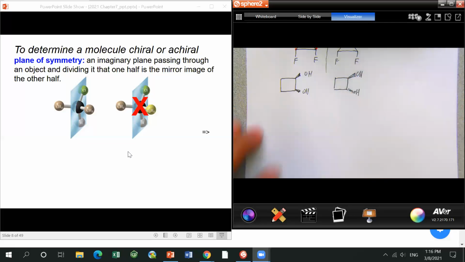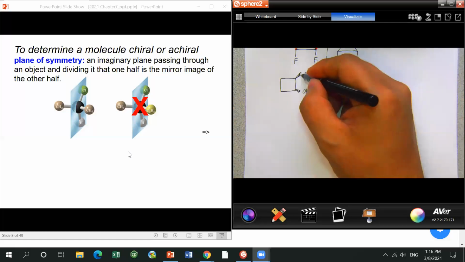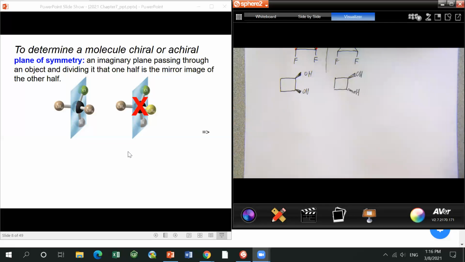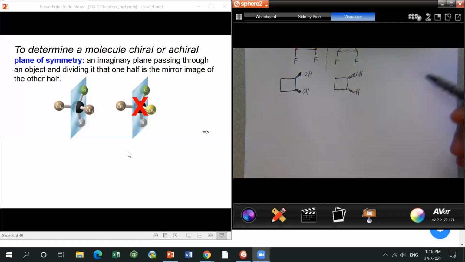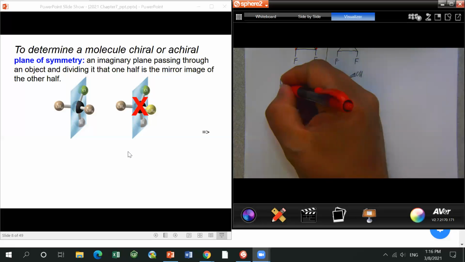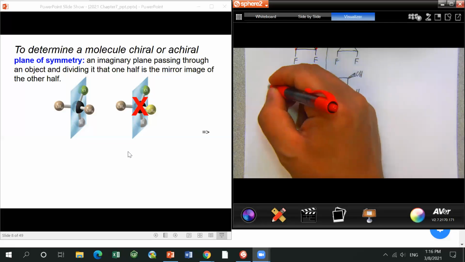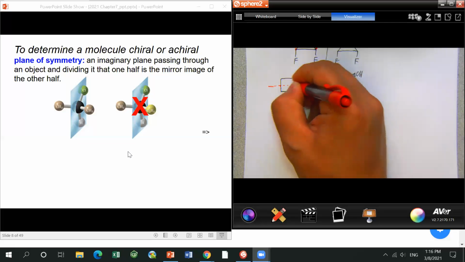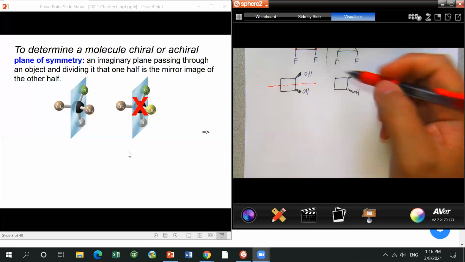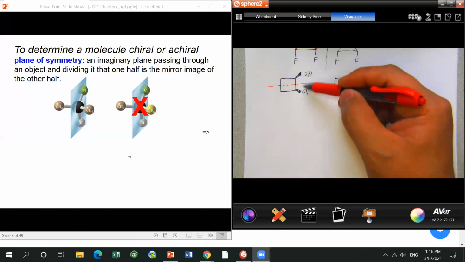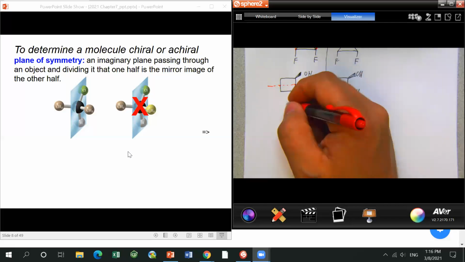For example, these two molecules are both diols, with two OH groups. For the first one, it is easy to find the symmetry plane. Just cut through the middle of this C-C single bond, the middle of this bond. Then you can find the top half is a mirror image of the bottom half. So this molecule is achiral.